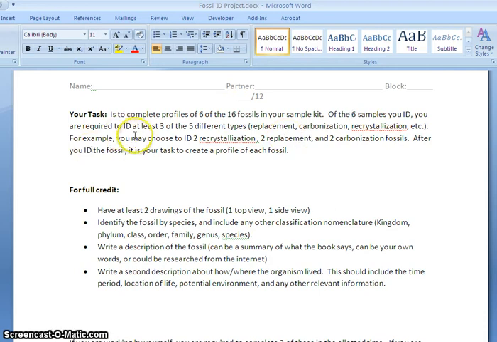Now, when you identify these, I want you to identify 3 of the 5 different types. So like I said, maybe you're going to pick a couple replacement, 1 carbonization, and a couple of recrystallization. Okay, that is up to you.